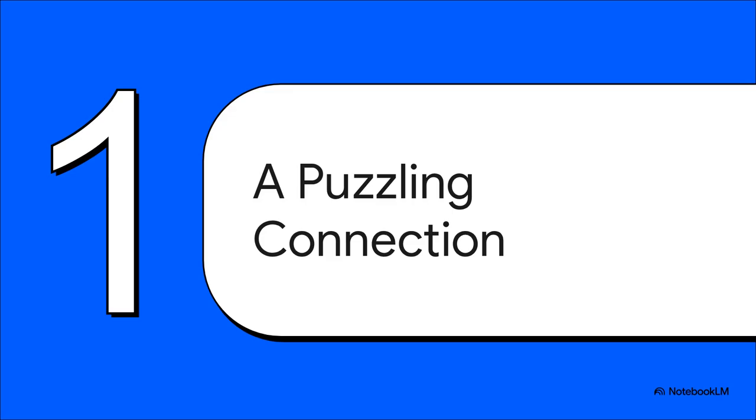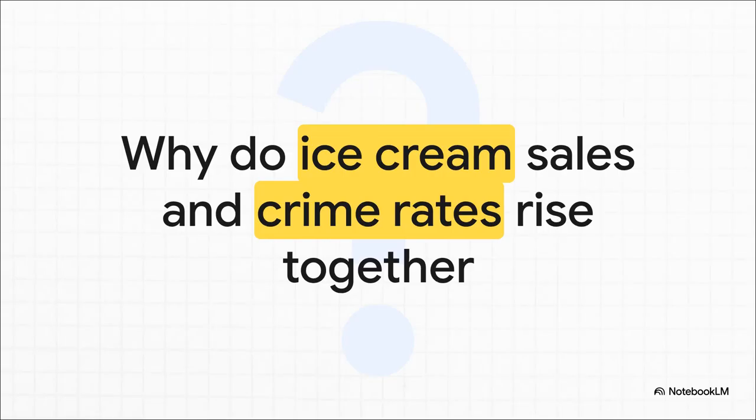You know, the kind that trips a lot of people up because it starts with something from the real world that at first just makes zero sense. And here it is. It's a real fact. When ice cream sales go up, crime rates go up right along with them. Seriously, you can plot it on a graph. So what in the world is going on here?